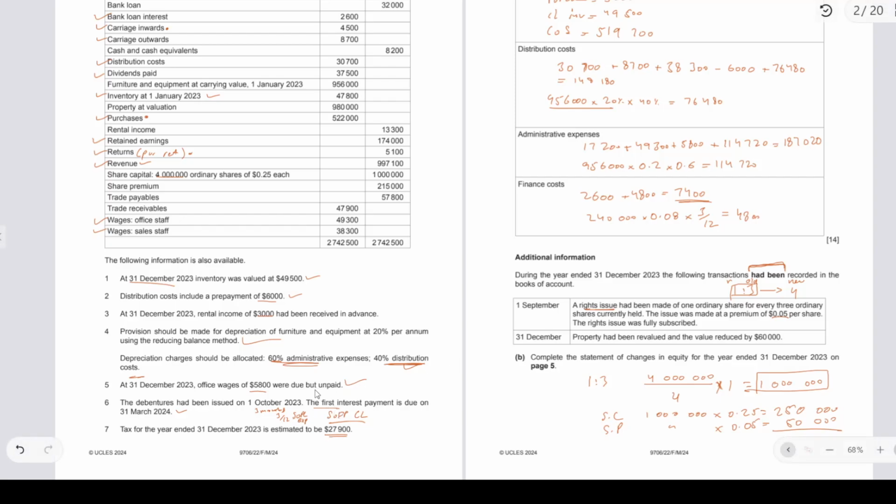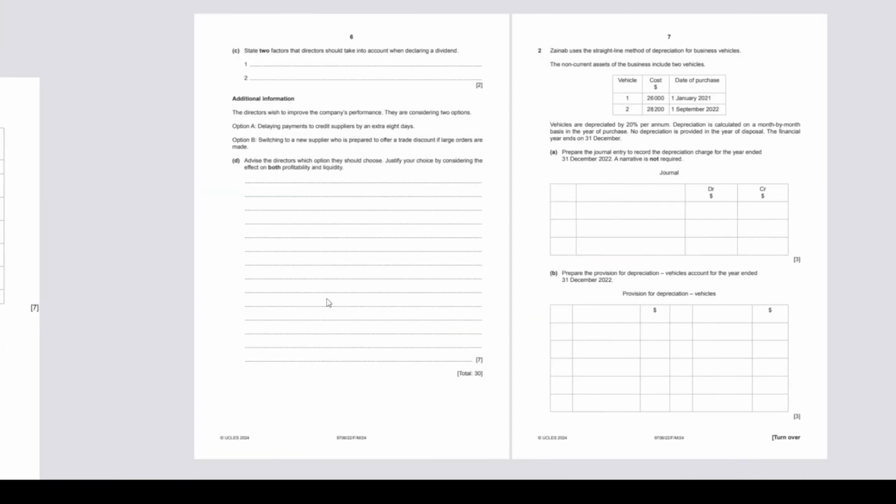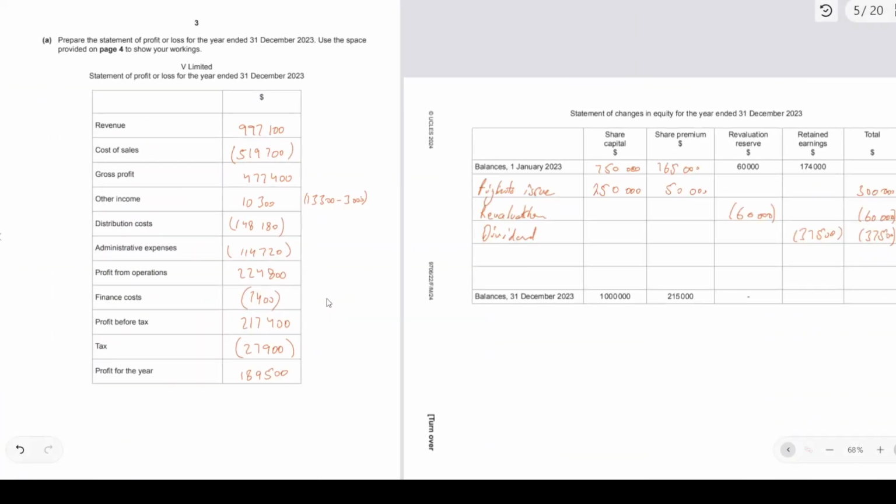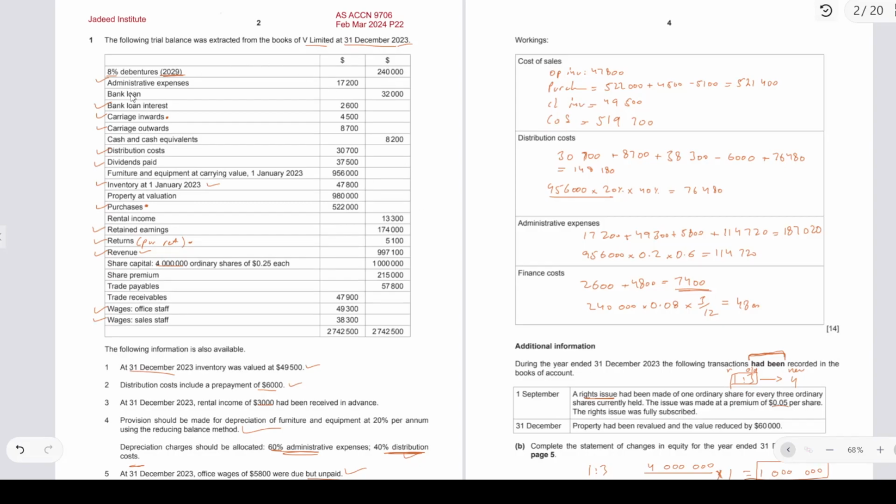Just like that, we also have these unpaid items. If things are unpaid, they go under other payables and so on. So there are a bunch of things which belong to SOFP as well, just so you know. We don't have that as part of this question, but you can expect to face that as well. Now, finally, we have your profit, 189,500. Okay, what are we missing? Anything? Bank loan? No, we're not making SOFP.